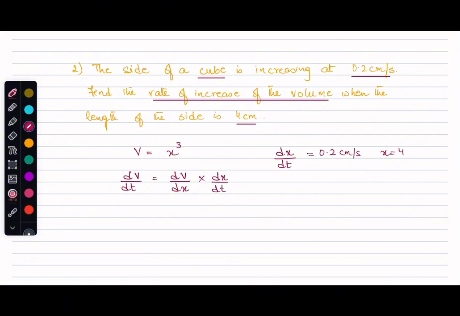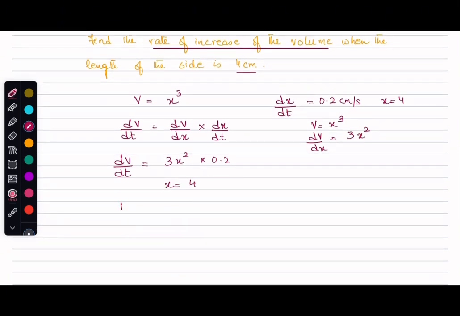So if I simply get my dV by dx, so if the volume was equal to x cubed, then obviously our dV by dx should be equal to 3 and x reduced by 1, giving me 3x squared. So substituting dV by dx as 3x squared and dx by dt as 0.2 centimeters per second, I know the x value. The x value has to be 4, where we need to find the rate of change of the volume.